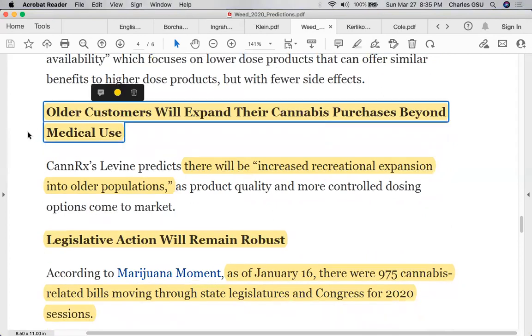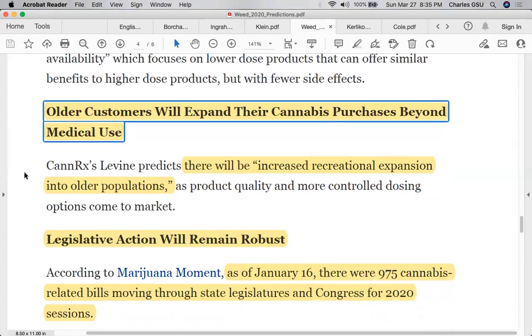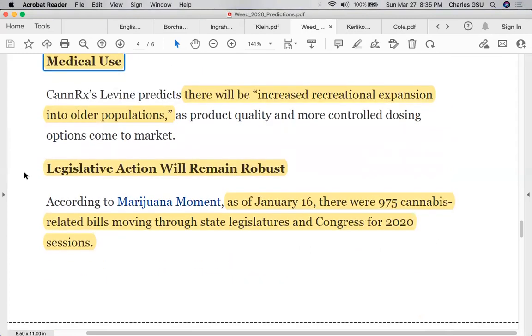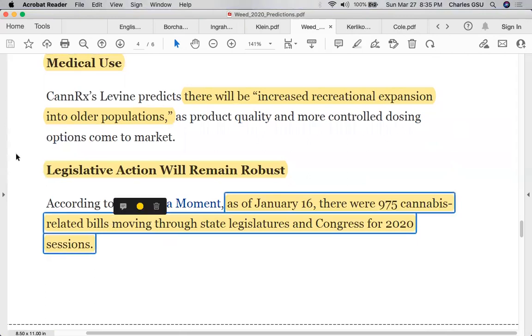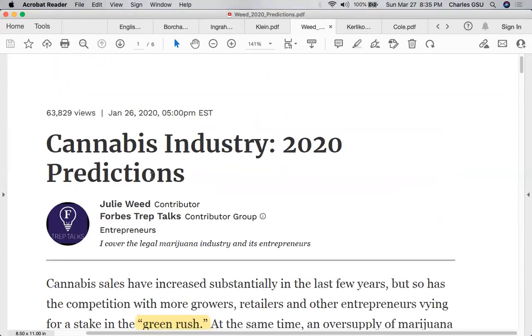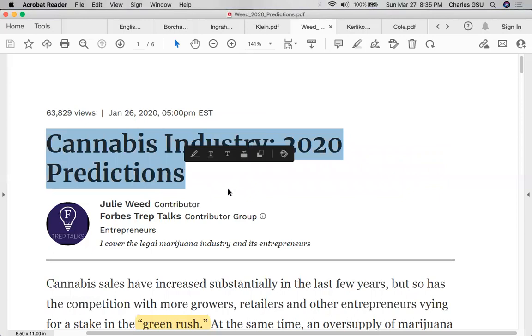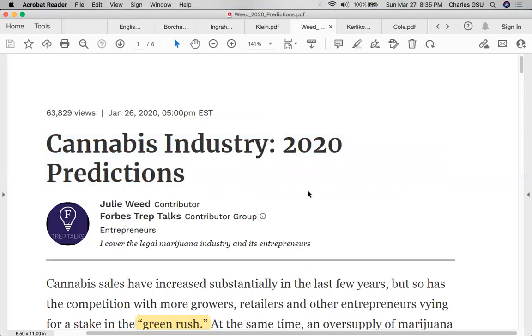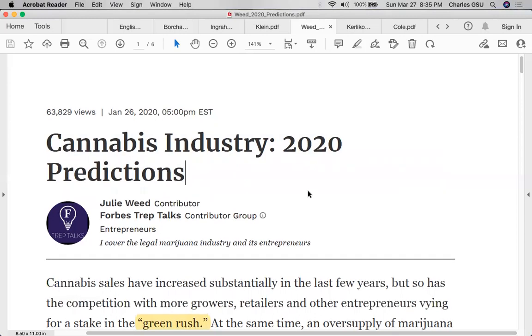Older customers will expand their use beyond medical use, right, which is probably true. And there are a lot of bills still moving in Congress. So this article here by Julie Weed is in fact for legalization because of all the potential benefits of various different facets of the cannabis industry. Now, here are some pieces that are against the legalization.